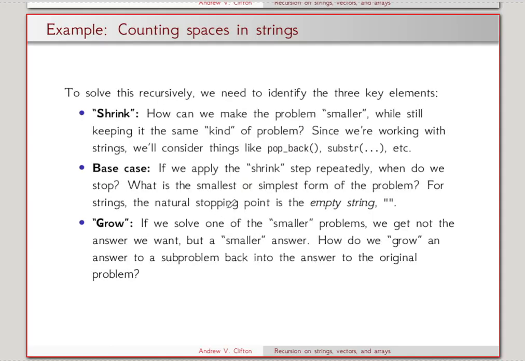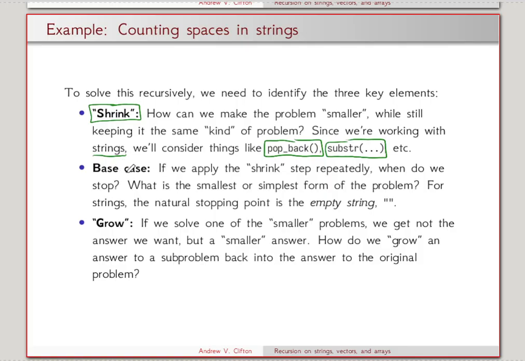So to solve this recursively, we need to identify these 3 key elements. How are we going to shrink the problem? How are we going to make the problem smaller while still keeping it the same kind of problem? When we did this with integers, our shrink tools were n minus 1 or n divided by 2. But now we're working with a string. So we need to look at the operations that can make the string smaller or get me a smaller portion of the string. So we have things like pop back, or we could use substr to get a copy of a portion of the string, stuff like that.